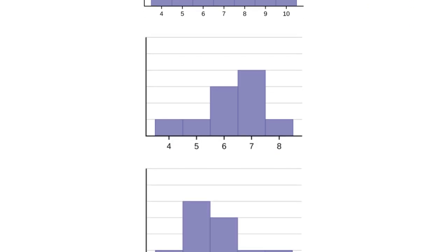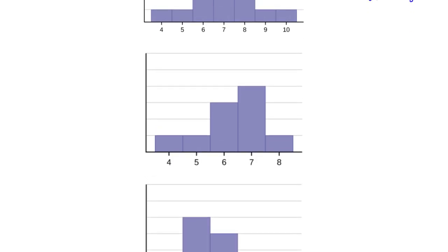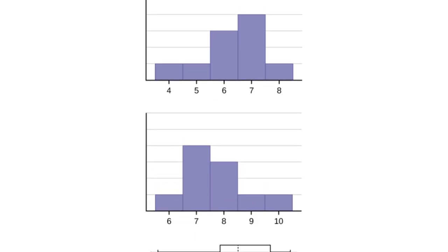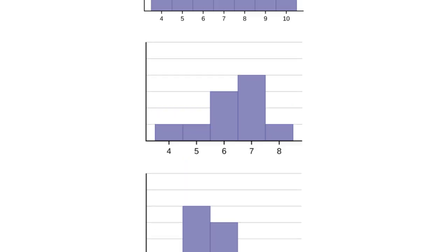For the second graph, since the tail on the left hand side is longer than the right tail, we would say that this distribution is skewed to the left because again the left tail is longer. For this third graph, since the right tail is longer than the left tail, we would say that this distribution is skewed to the right or right skewed.